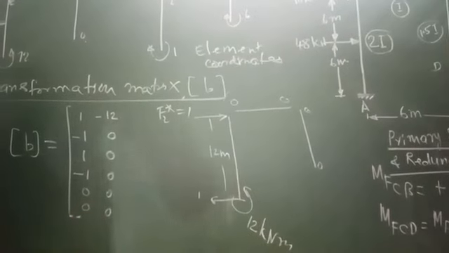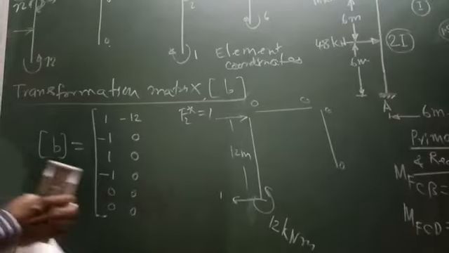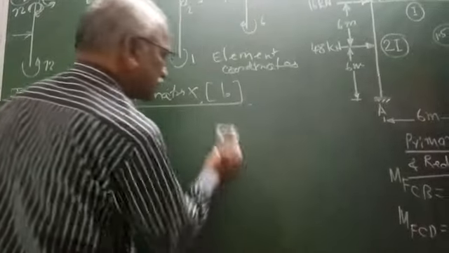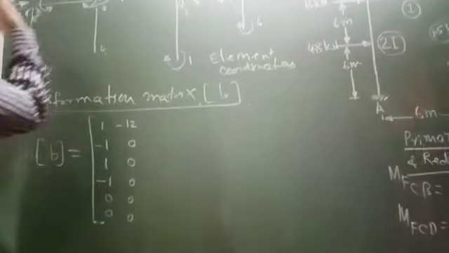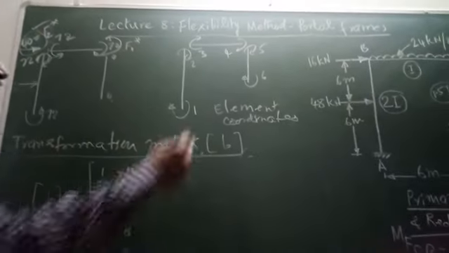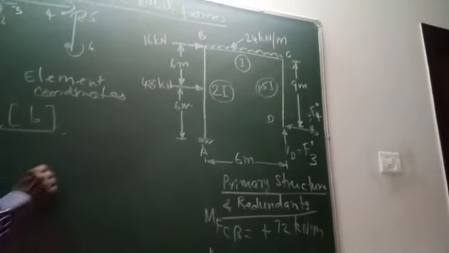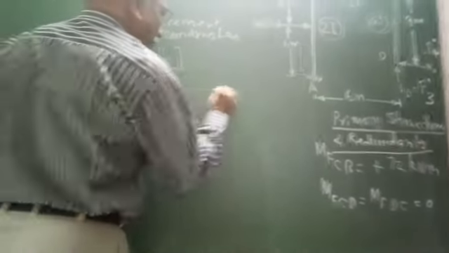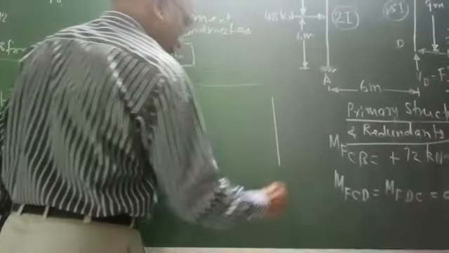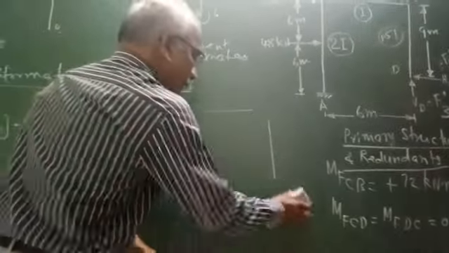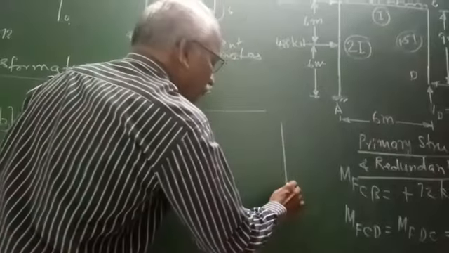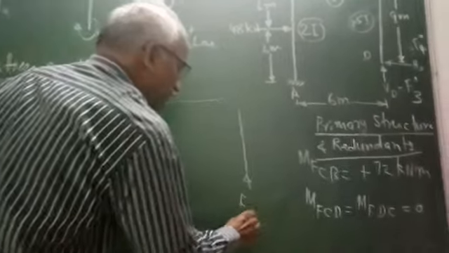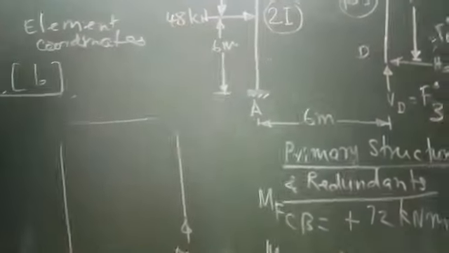0, 0 along the element coordinates. Right. Now, coming to the next one, F1 star, F2 star we exhausted. Now we have to take up F3 naught. So let us apply F3 naught equal to unity.